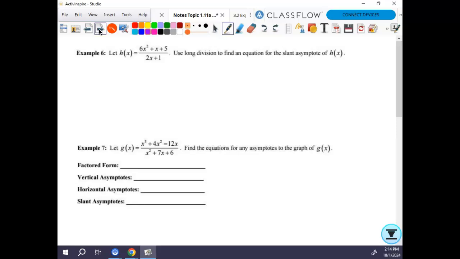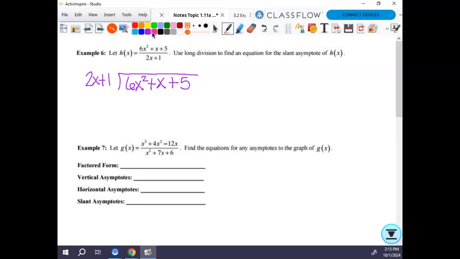And it does say use long division to find the equation. I highly doubt if you were actually asked for that, it would say use long division. It would just say find the slant asymptote, and then you have to know to do that. So we're going to have 2x plus 1. We're going to divide it into 6x squared plus x plus 5. Remember to pay attention to any missing terms so you can have a placeholder if you need to. There's none here, but that is important.